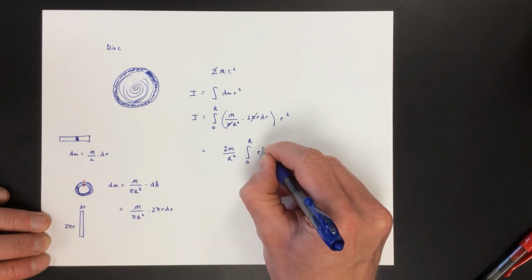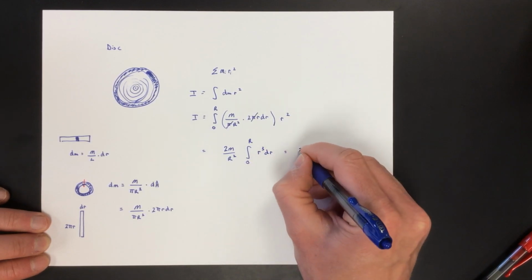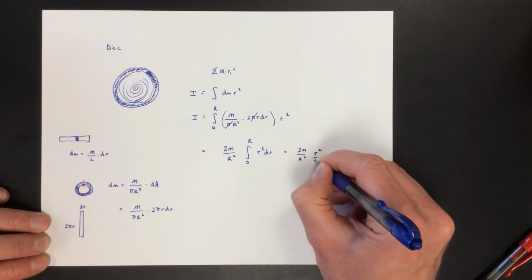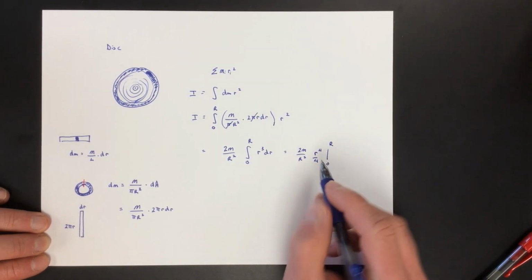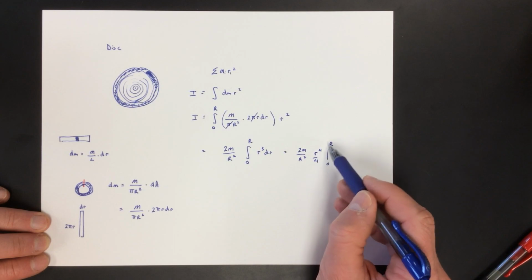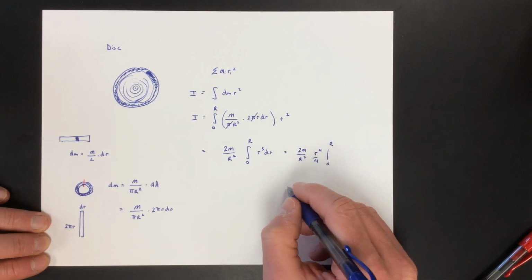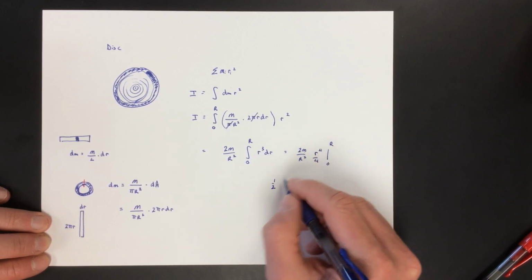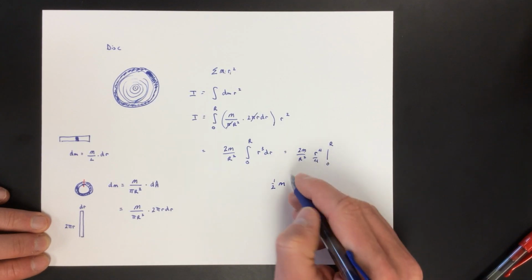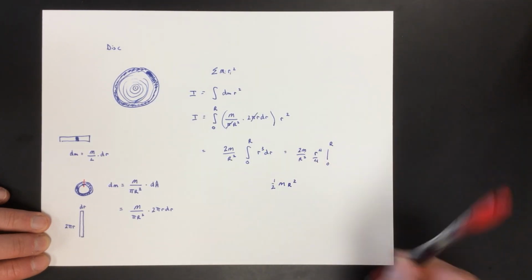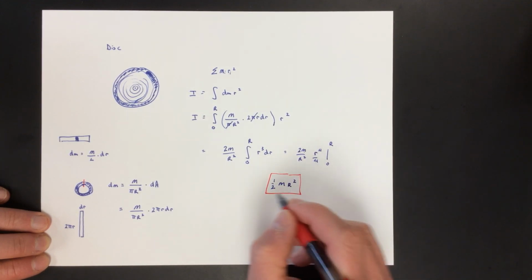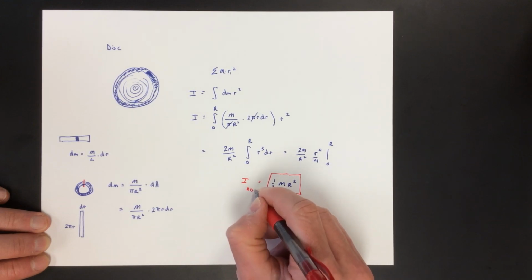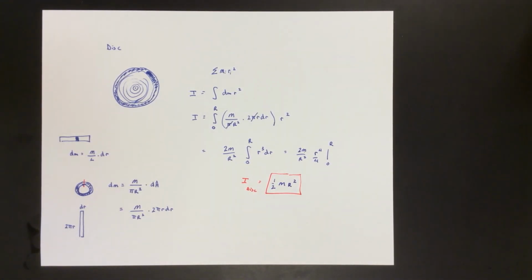r cubed dr. So 2m over R squared, and then integrating, I get r to the 4th over 4 evaluated from 0 to capital R. And this works out really nice because this is big R to the 4th over R squared, which is an R squared, and I get a 2/4, right? So 2/4 is 1/2 m, and like I said, I get R to the 4th over R squared, which is R squared, and voila, I proved to you that the moment of inertia of a disk is 1/2 mR squared, and I used calculus.